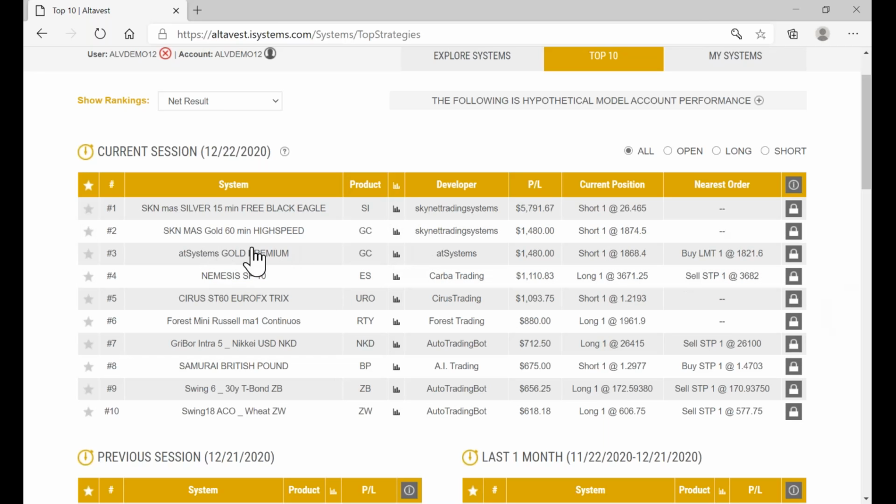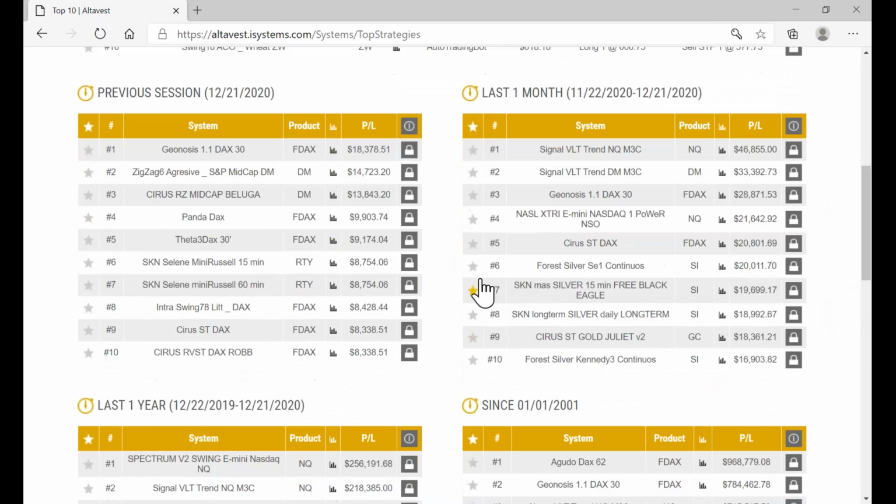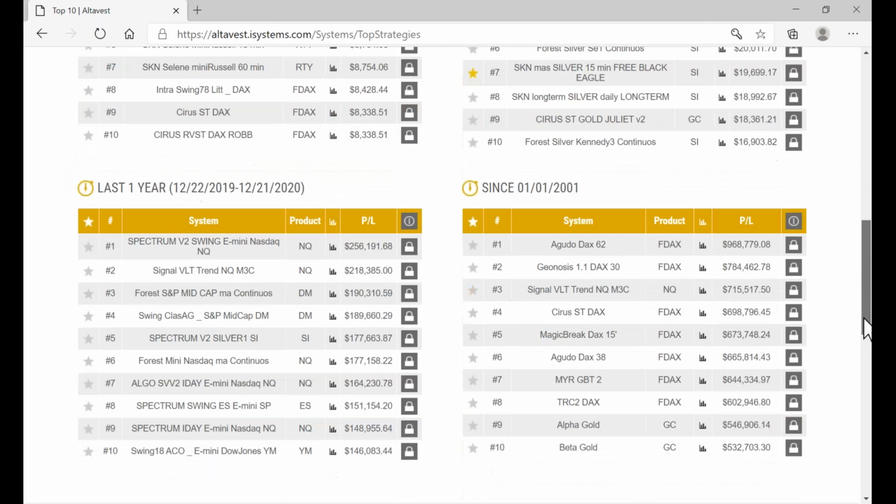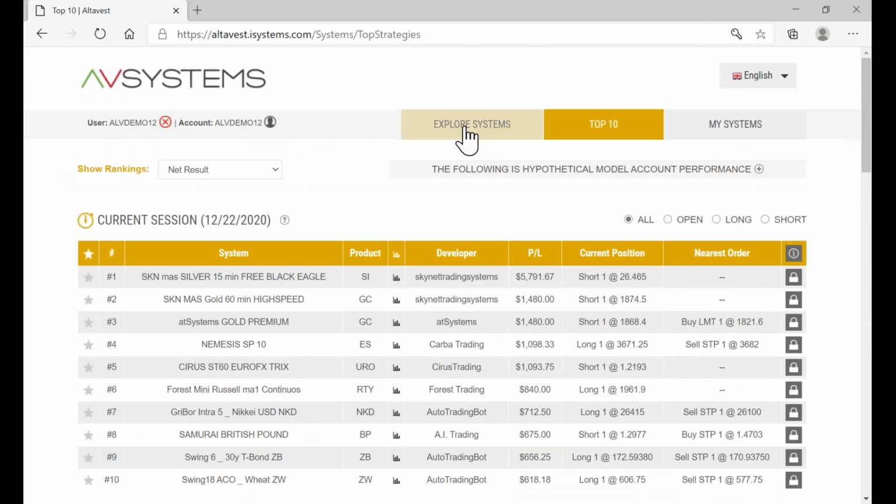And it tells you, for example, here, this gold system, it's short at 1868.40. It has a buy order in place at 1821.60, and so on and so forth. And then, of course, you can go down and look at the previous session. What was the best performer yesterday? You'll see all these best performers yesterday, last month, what your best performers are, and so forth. So that's a fun page to go to.